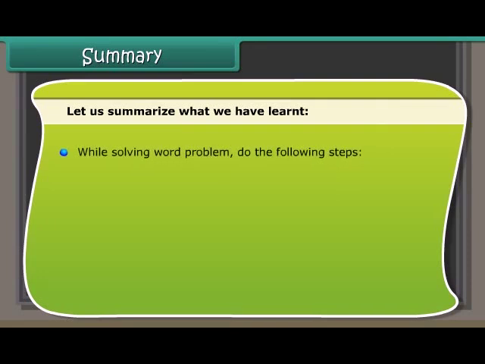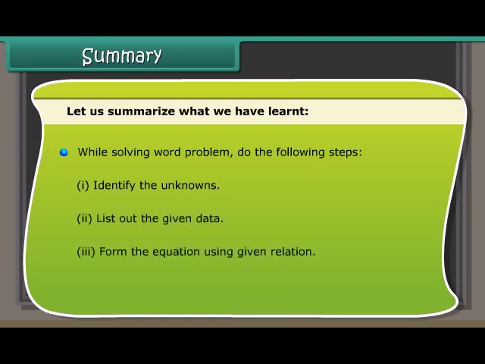While solving word problems, do the following steps. 1. Identify the unknowns. 2. List out the given data. 3. Form the equation using given relation. 4. Find the unknown by solving the equation.